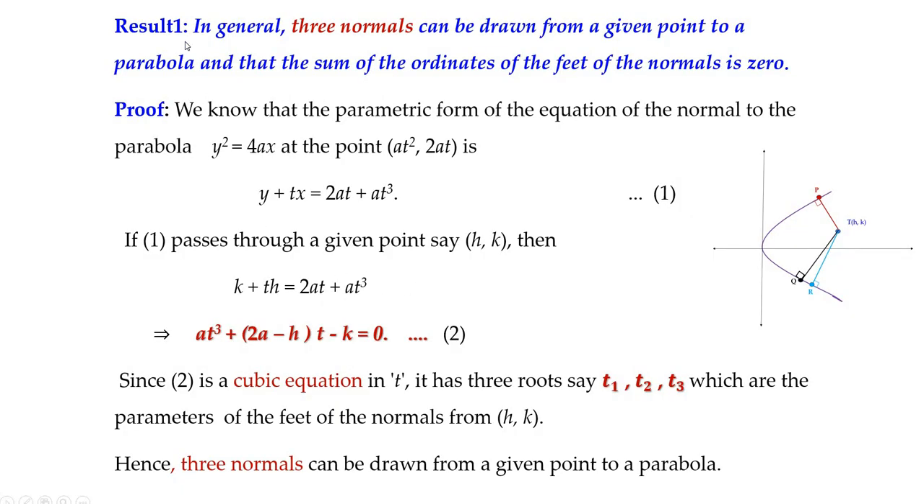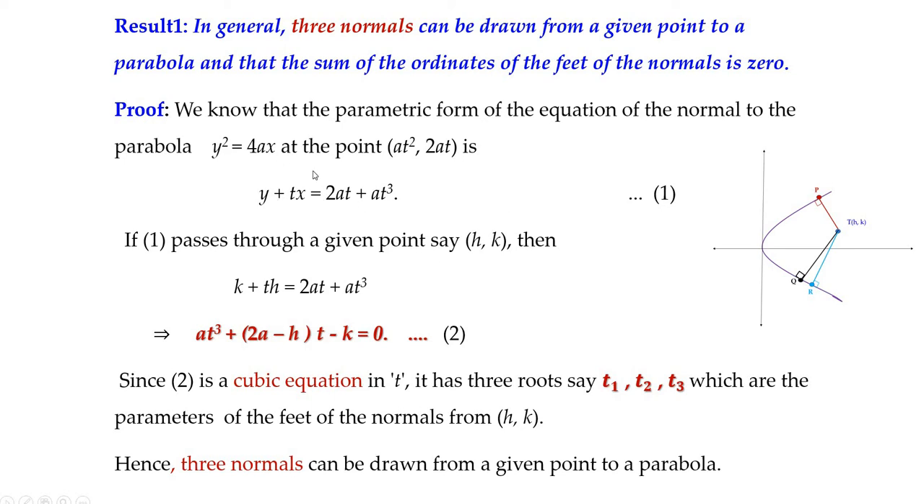Now we have this result which states that in general 3 normals can be drawn from a given point to a parabola, and the sum of the ordinates of the feet of the normals is 0. Now how to obtain this? Just because we have drawn 3 lines, why can't we draw 4 lines, 5 lines? All those questions will arise. For that we have this answer.